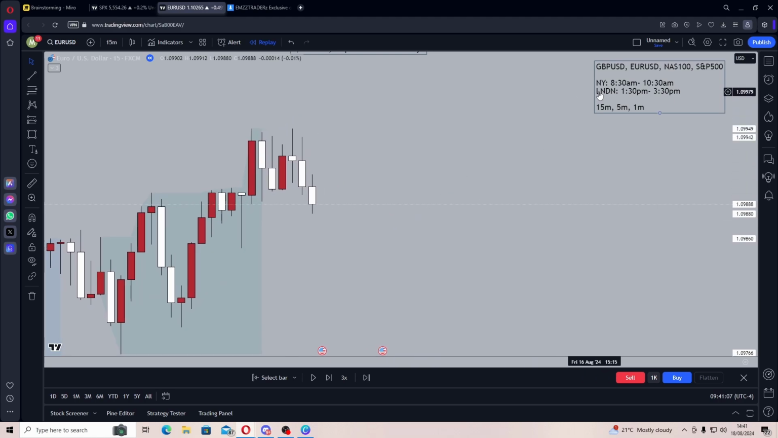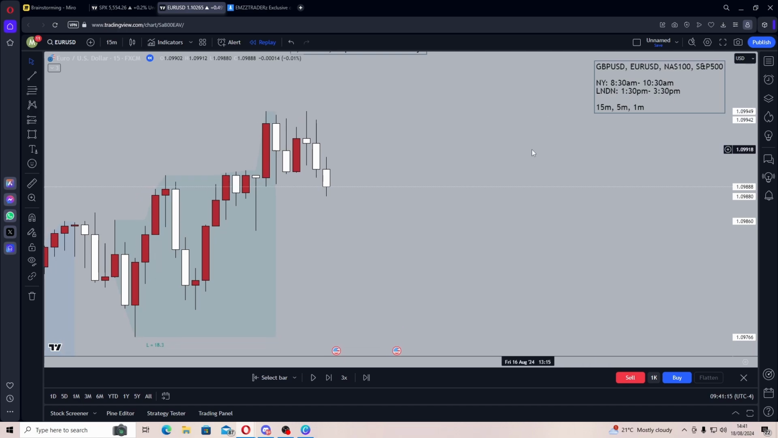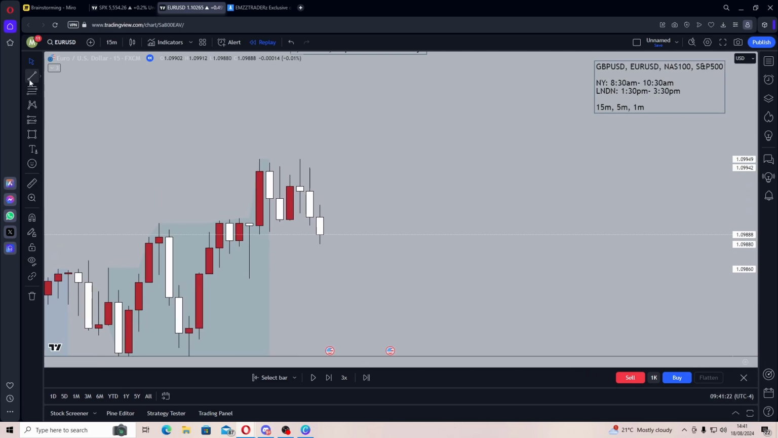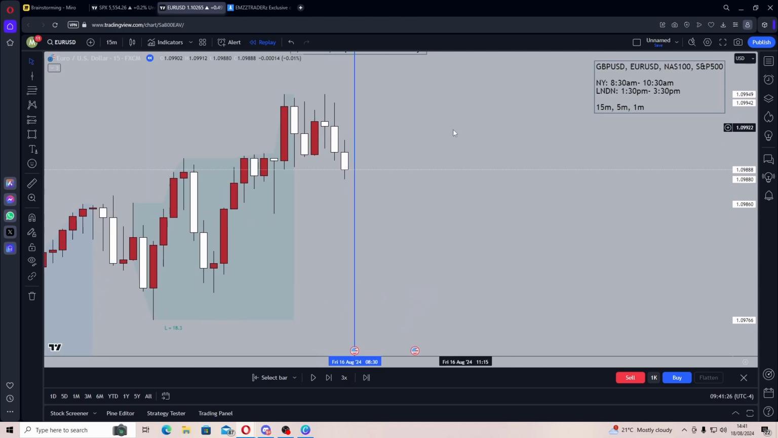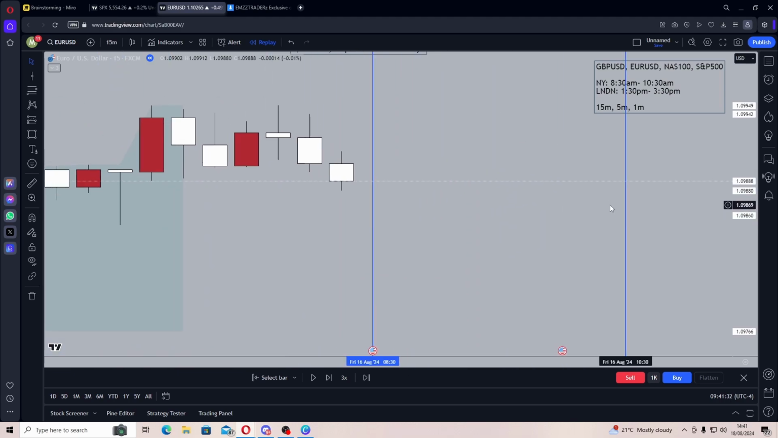First of all, I have on the top right all the pairs that you can use this on. You can only use this on GBPUSD, EURUSD, NAS 100, and S&P 500. Okay, so I'm going to be using it on the New York time frame, which I put down here, UTC -4. So it's going to be from 8:30 until 10:30. Okay. So I'm going to be marking out my vertical line right here from 8:30 until 10:30. Okay, this is going to be the time that we're only going to be trading in. We're not going to be trading any time outside the zone.